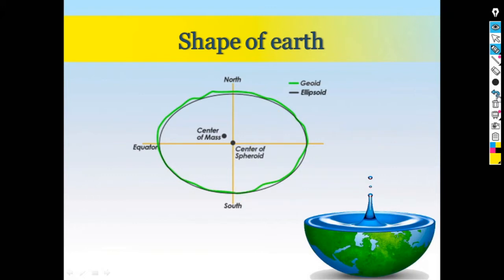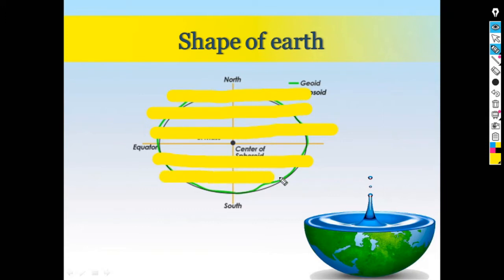Same as that for longitude, same as that for latitude also. So those lines will be your latitude. Okay, the horizontal lines are nothing but your latitude.